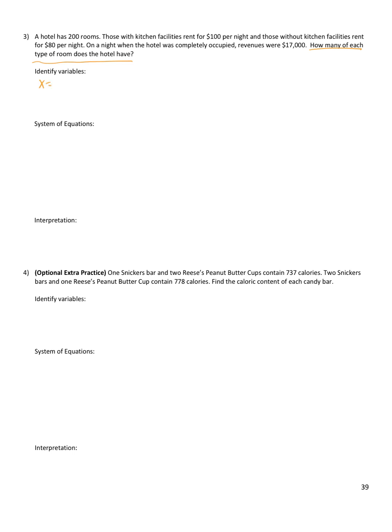So we'll let x be the number of kitchen rooms, and y be the number of regular rooms, non-kitchen rooms. So my system of equations is, I need two equations because I've used two unknowns here. We know the hotel has a total of 200 rooms. So if I add the kitchen rooms and the non-kitchen rooms, I should get 200. So there's one equation. And then I need a revenue equation.